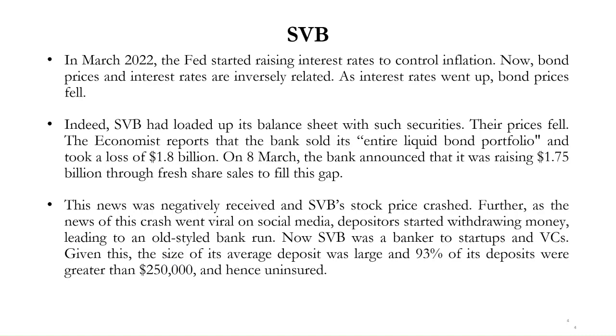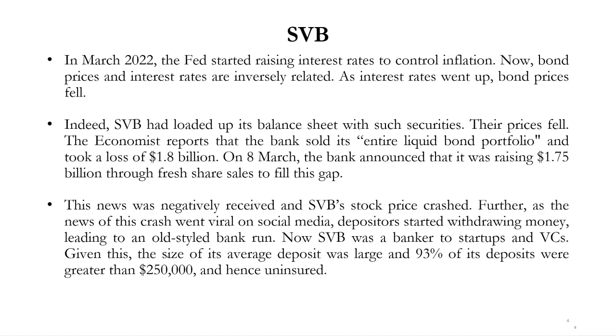the bond prices and interest rates are inversely related. So the Fed started raising interest rates to control inflation. So for Silicon Valley Bank, the bonds it was holding. So it was a creditor, because it had lent money to the government.